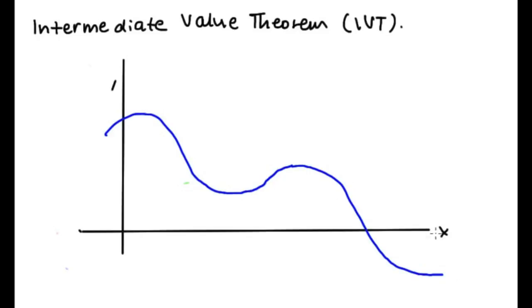So let's say this is our function. And this is x, this is y. I'm gonna erase this little smidgen because it's annoying me. OCD. And okay, so let's pick an interval. So I declare this to be a, and I declare this to be b.